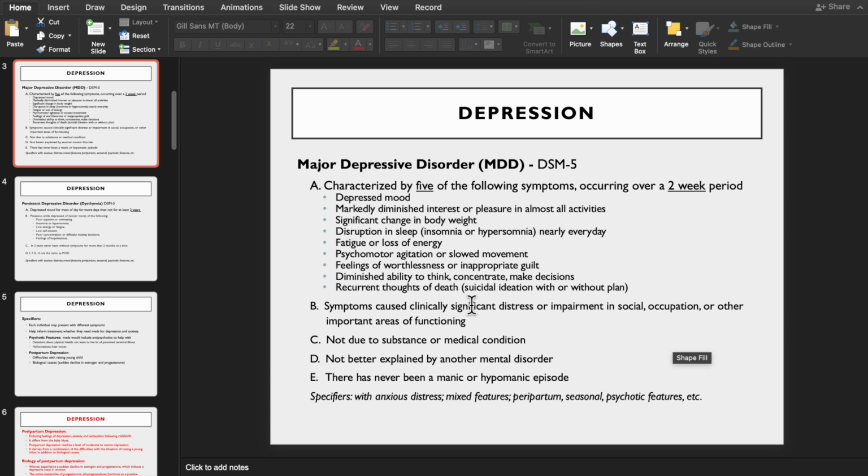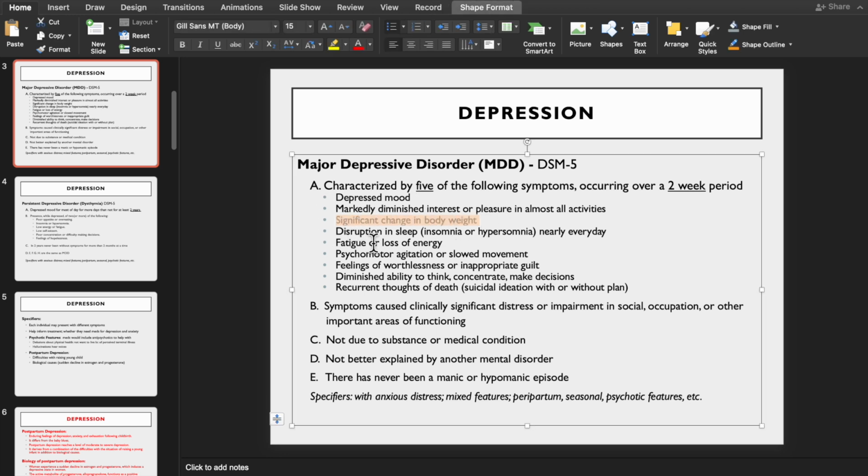this disorder. Major depressive disorder is characterized by 5 of the following symptoms over a 2-week period. That means this person has to show signs of these consistently during these 2 weeks. Either depressed mood, markedly diminished interest or pleasure in almost all activities, significant body weight change, and not due to dieting. So this person is just like losing weight and not intending to.